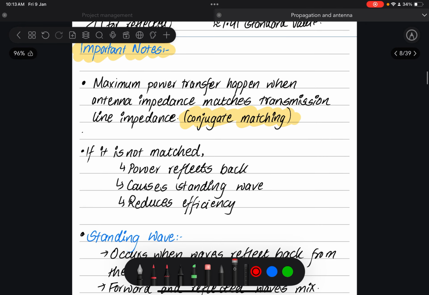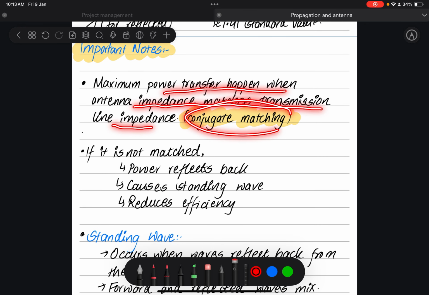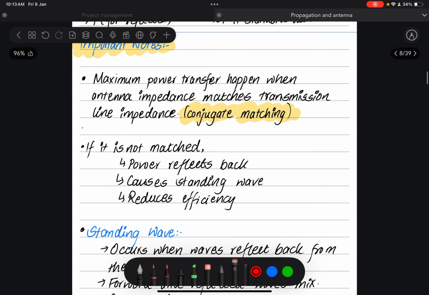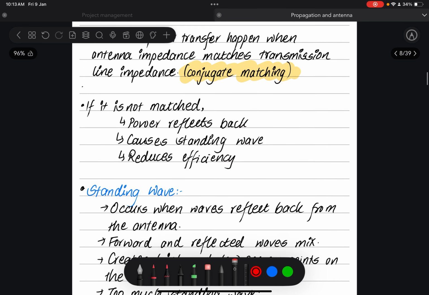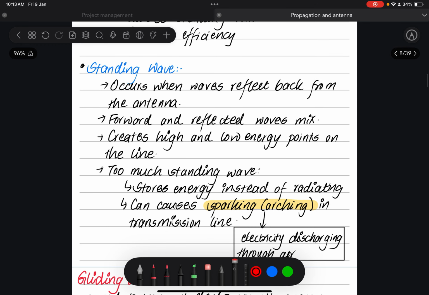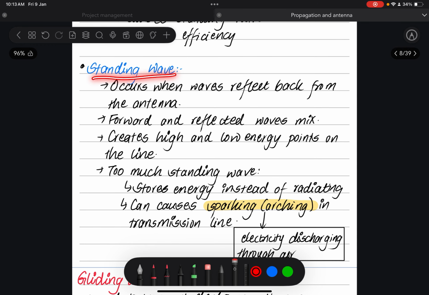So maximum power transfer happens when antenna impedance matches transmission line impedance. This is called conjugate matching. You can write jXG equals jXC equals jXA, as I've just mentioned. And if it's not matched, power reflects back, causes standing waves, and reduces efficiency. I've written it twice, I'm sorry. So let's talk about the standing wave that I've just highlighted.